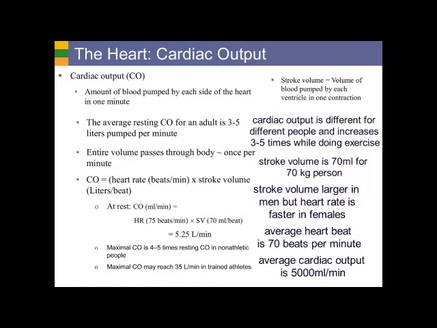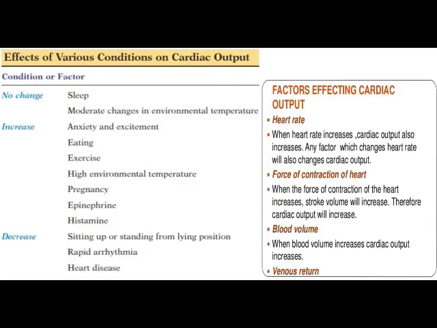The average heart rate is 70 beats per minute. Average stroke volume is 70 to 80 milliliters per beat. Average cardiac output is 5000 ml per minute. Cardiac output varies widely with the level of activity of the body. Now we have to discuss a bit about the regulation of the heart rate and the stroke volume, which relates to the cardiac output.